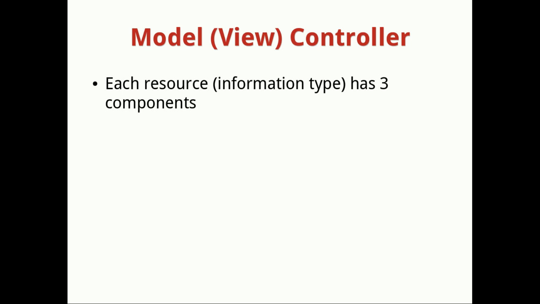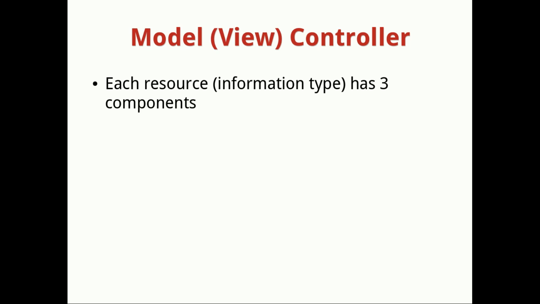And so generally speaking, when you're using the model view controller pattern, each resource type or each information type will have 3 components. And again, this is just in general. This is not a hard and fast rule that you need to follow.